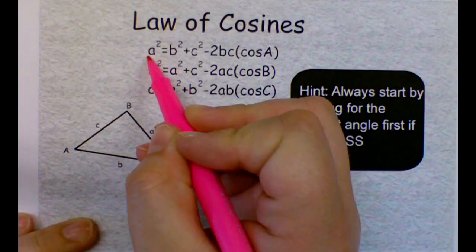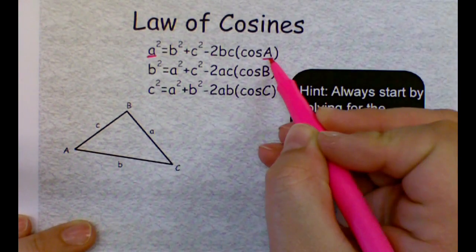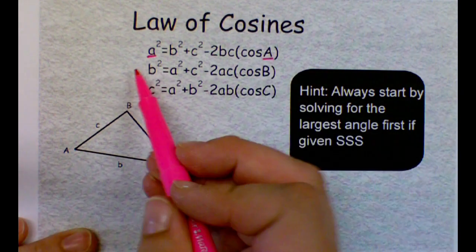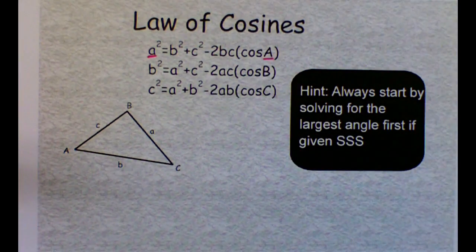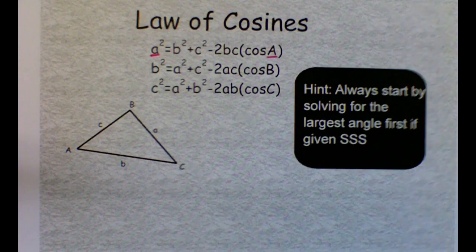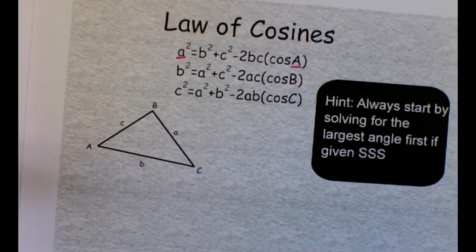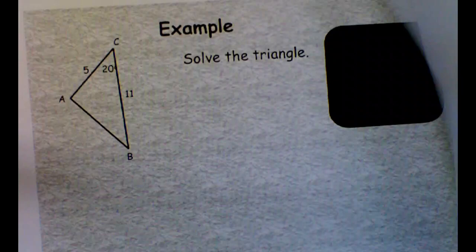Notice that the side and the angle are on opposite sides of the equal sign. The other two sides make up the inner pieces. And my hint here: always start by solving for the largest angle if you're given side, side, side. It helps us avoid that ambiguous case in the law of sines.